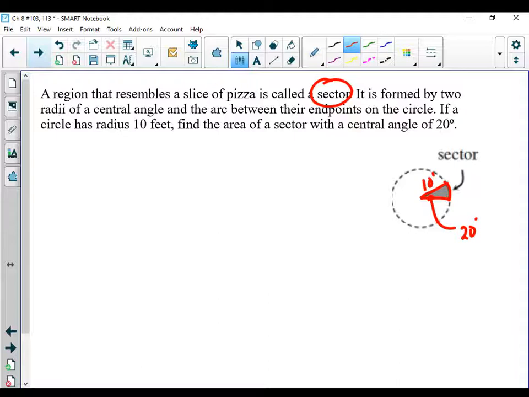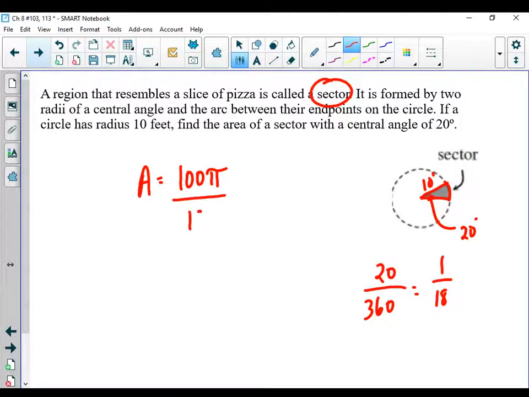All right, how are we going to attack this one? Well, the area, if the radius is 10, it's going to be 10 squared or 100 times pi. 20 degrees, well, that's 20 degrees out of 360 degrees. Or if we looked at that and actually divided it out, we're going to find out we have 1/18 of the circle. So I'm going to take that 100 pi and divide by 18.